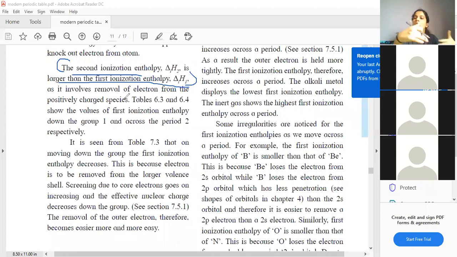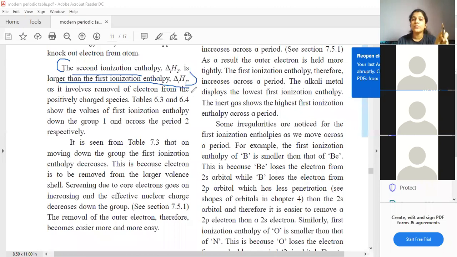So as you go ahead, removing the very first electron is a little easy, but removing the second electron is a little bit more difficult. More energy is required. See, energy is required to remove the first electron also, but to remove the second electron, more energy is required as compared to the first one. To remove the third electron, more energy is required as compared to the second one. I hope you all are understanding this.